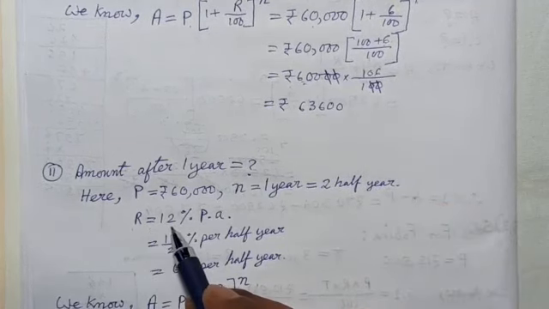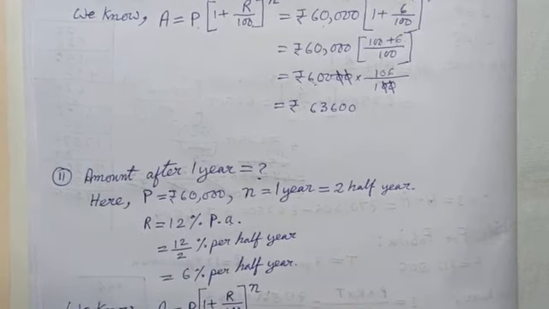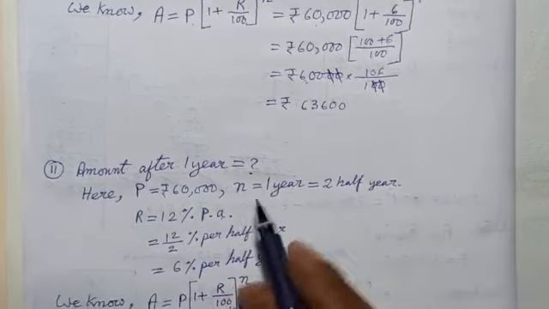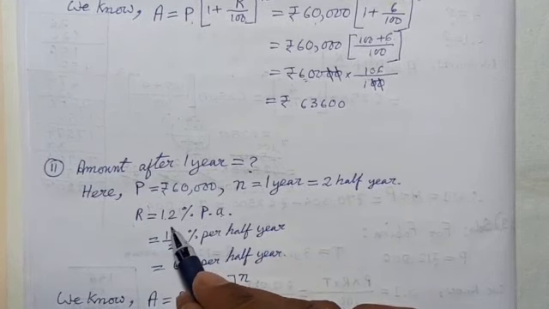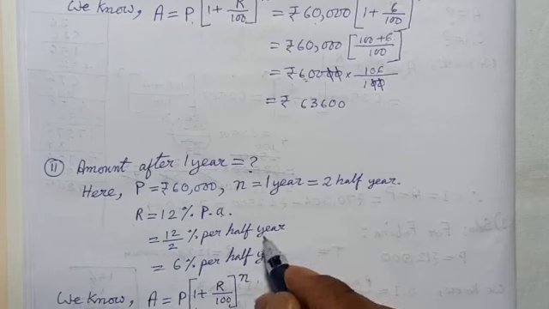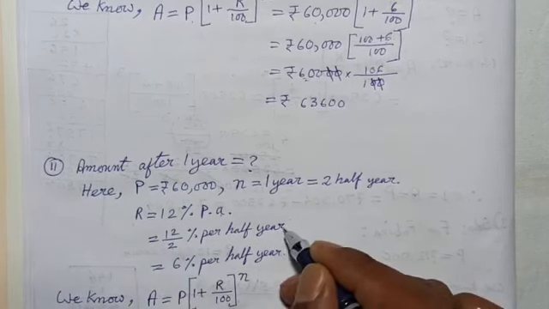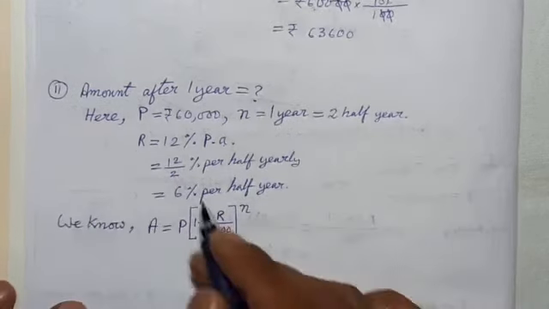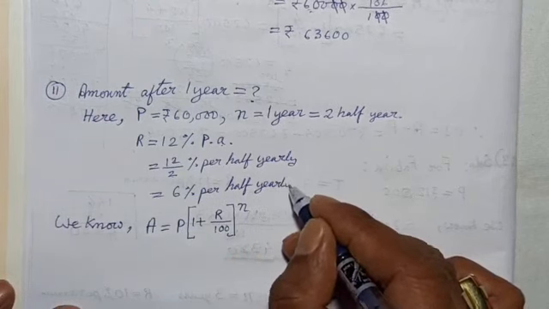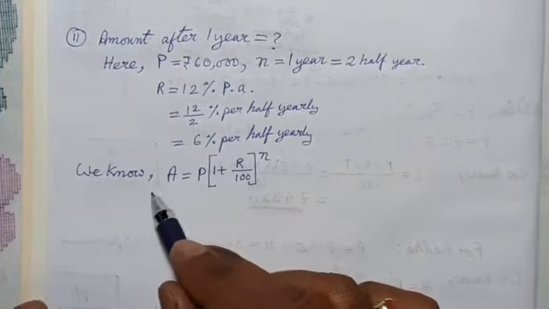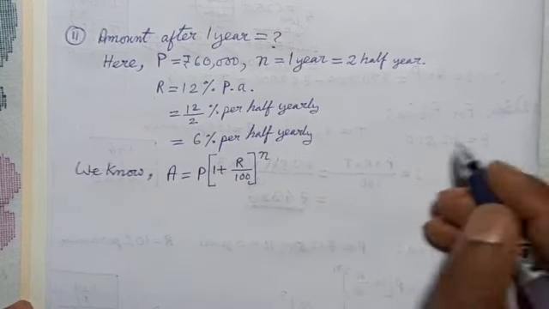Next is rate, 12% per annum. Since interest is compounded half yearly, this per annum, which is per year, also has to be converted into half yearly. Then 12 is divided by 2. If we divide 12 by 2, we are getting 6% per half year. Next is the formula to find out the amount. Amount is equal to P into 1 plus R by 100 whole power N. Then next steps.